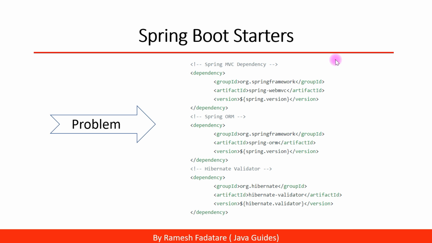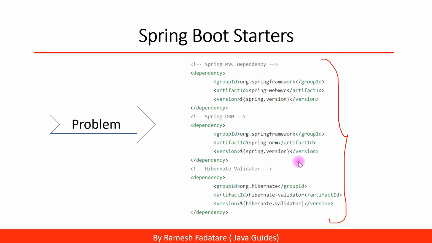For example, look at here. These are the dependencies. Whenever we develop a Spring MVC application, we need to add these three dependencies: Spring Web MVC, Spring ORM, and Hibernate Validator for form validation, and this is only the simple Spring MVC development dependencies. If you want to use Hibernate, then you need to add a couple of Hibernate dependencies along with these Spring MVC dependencies.